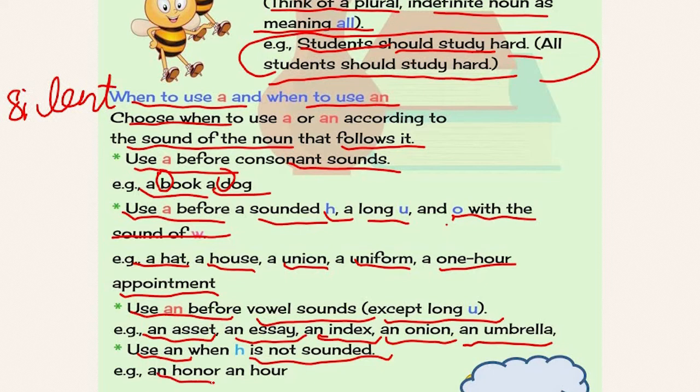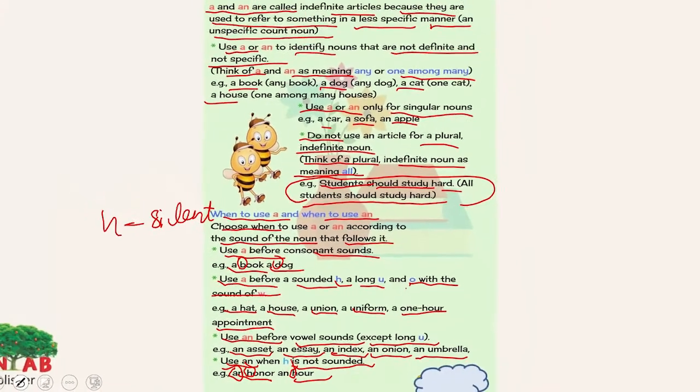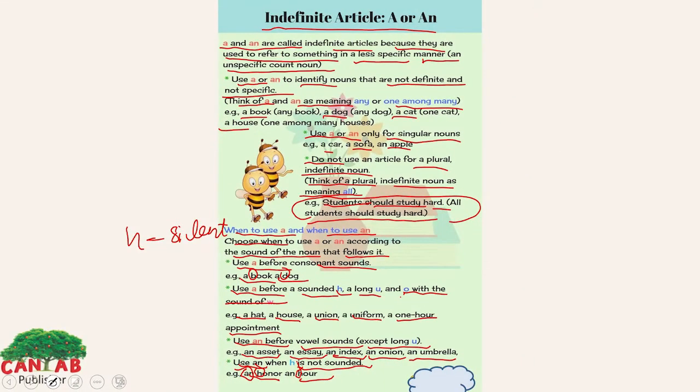Like an honor, an hour. We can hear the sound of o here. So that's why we have used an here, because the h is silent in both words. So these are some rules you have to remember when you use indefinite articles.